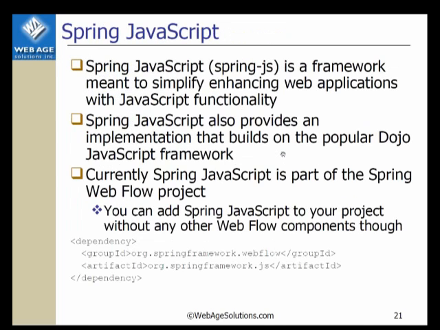All right. So how about JavaScript? JavaScript, AJAX, how to integrate with JavaScript is a very popular thing nowadays. The idea is we want to have complex JavaScript features and functionality without a lot of raw JavaScript code. There are a lot of frameworks out there to help support that. Spring JavaScript is a framework to simplify that integration between web applications and JavaScript functionality. Now there is a link between Spring JavaScript and Dojo.